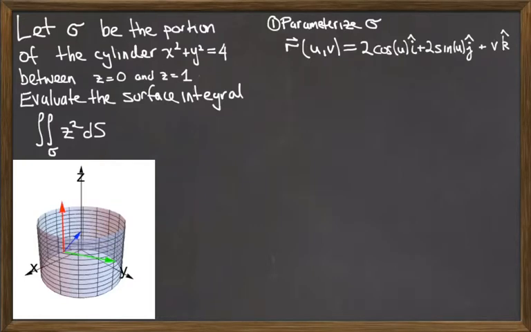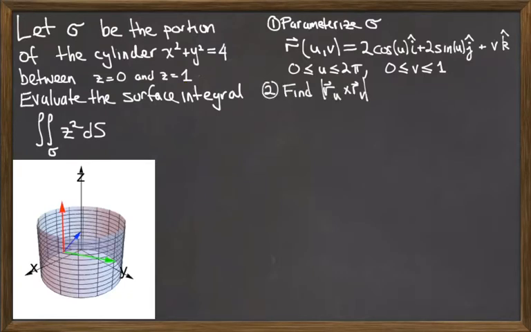It's not enough to just give a parameterization's formula. You also have to give the domain of the parameterization. Again, u is representing this angular part, and we'll need that to go from 0 to 2 pi. And v is indicating the vertical component, so I'll need that to go from 0 to 1, because that's what I've specified. The z coordinate on my surface is trapped in between 0 and 1.